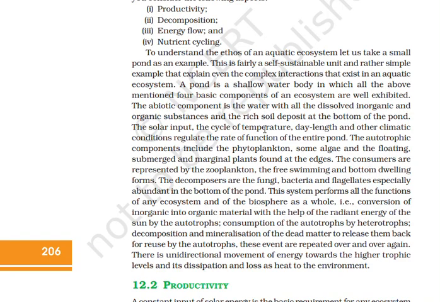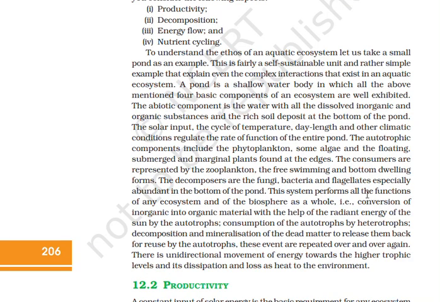The solar input, the cycle of temperature, day length, and other climatic conditions regulate the rate of function of the entire pond. The autotrophic components include the phytoplankton, some algae, and the floating, submerged, and marginal plants found at the edges. The consumers are represented by zooplankton, the free-swimming and bottom-dwelling forms. The decomposers are the fungi, bacteria, and flagellates, especially abundant at the bottom of the pond.